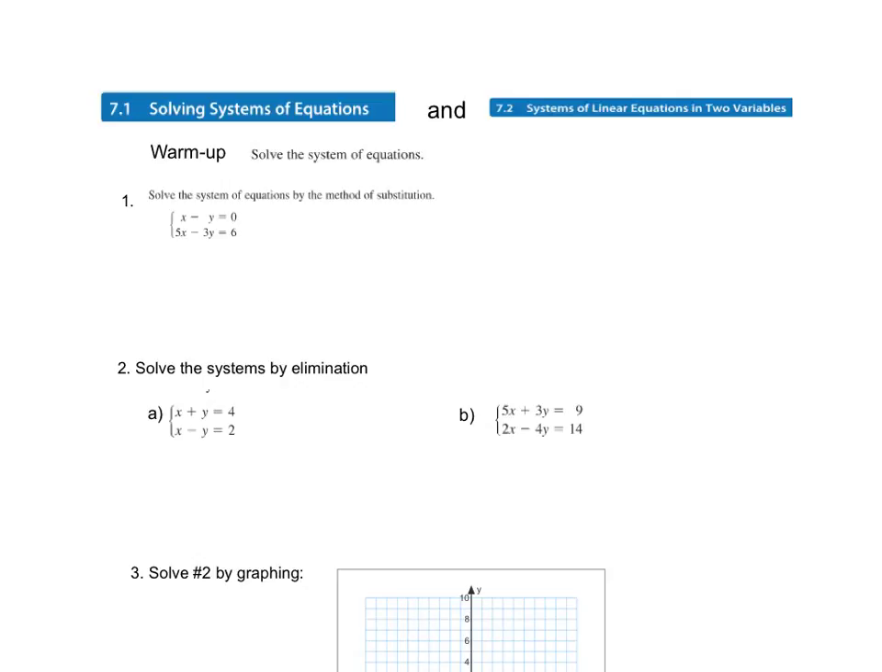Alrighty, folks. So we are getting back into systems of equations. This is just going to be a review of two variable systems. If you don't remember, there are three ways to solve these. It is substitution, elimination, and graphing.